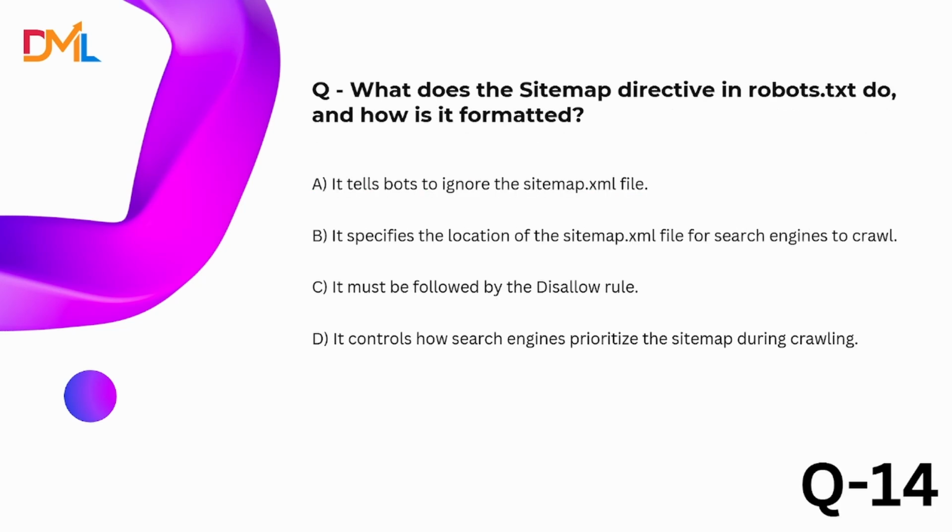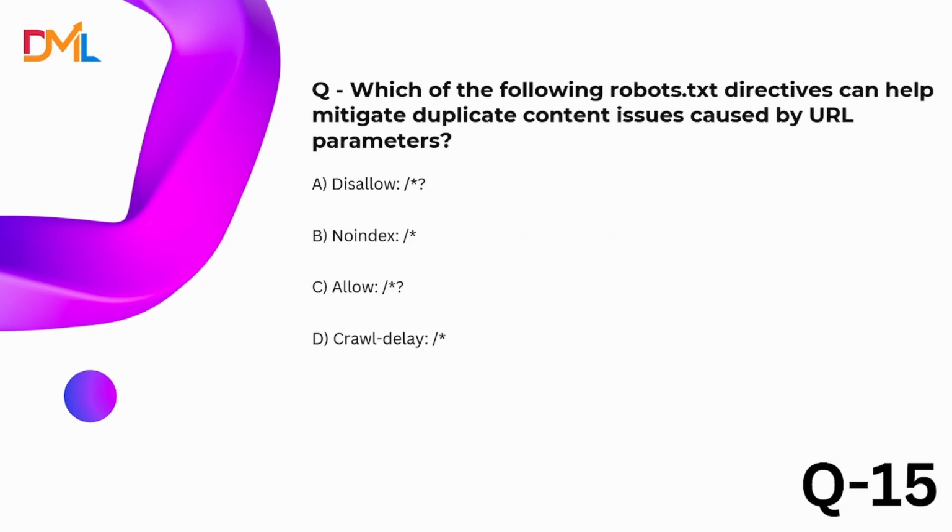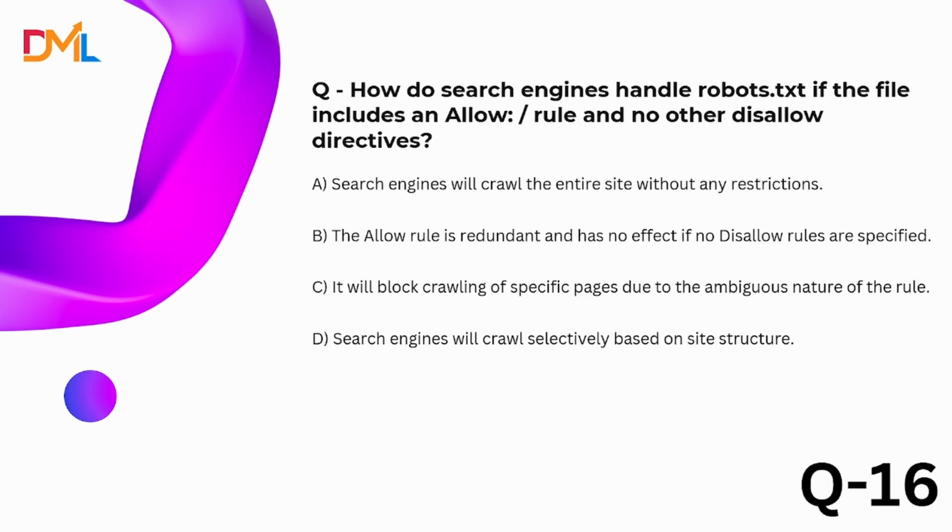Question 14. What does the Sitemap directive in robots.txt do and how is it formatted? Answer B, it specifies the location of the sitemap.xml file for search engines to crawl. Question number 15. Which of the following robots.txt directives can help mitigate duplicate content issues caused by URL parameters? Answer A, Disallow.